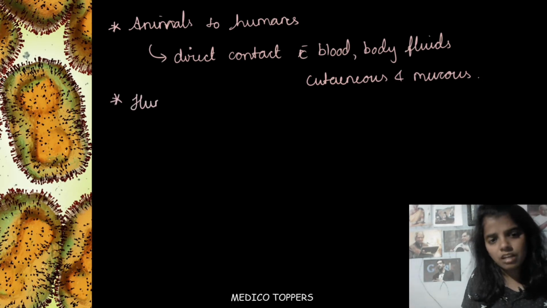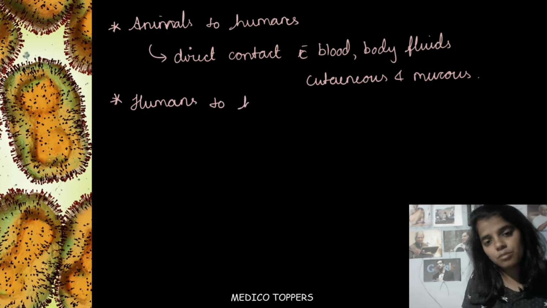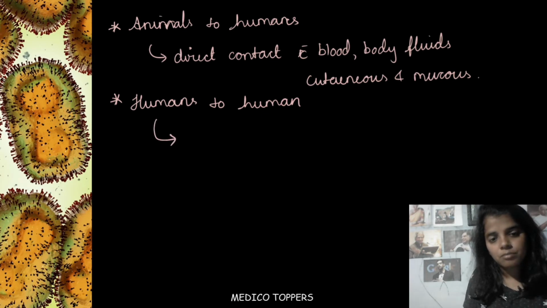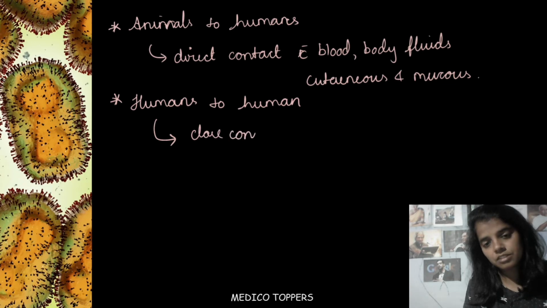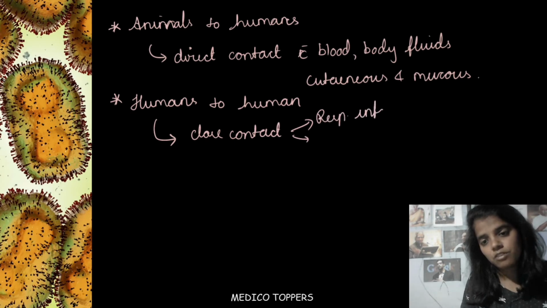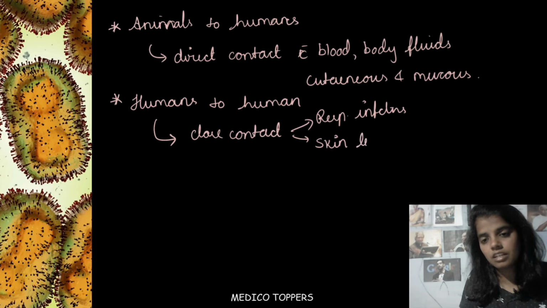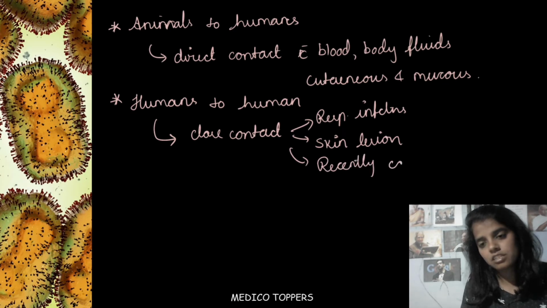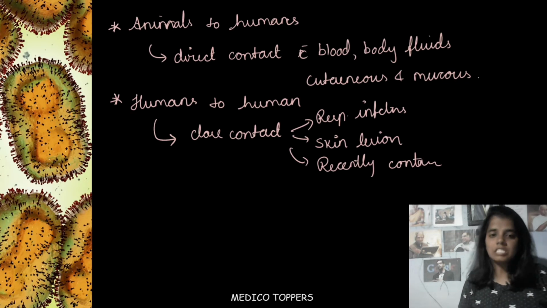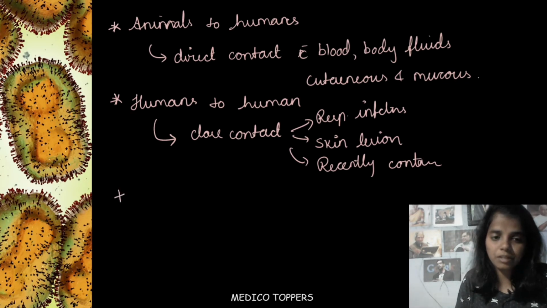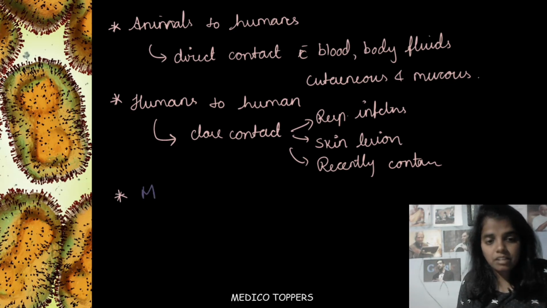Now comes the next question. After getting transmitted to humans, there is again human-to-human transmission, as happened with corona. This is because of close contact with the affected person, mainly fluids from the respiratory tract or droplet infection, direct contact with skin lesion fluids, and recently contaminated objects that may act as transmitters. So this is how the virus gets transmitted human to human. And here the most important question you might be asking is whether the disease will get transmitted from mother to fetus.